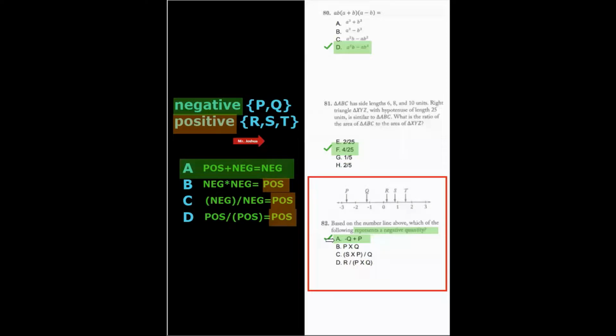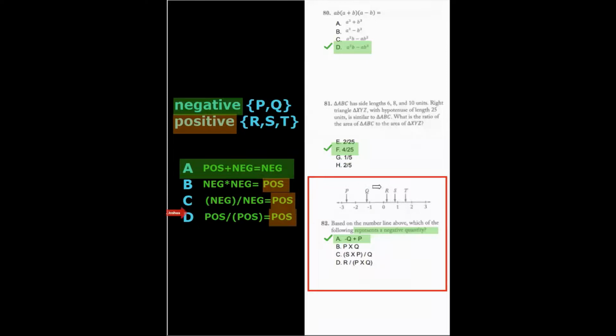Negative Q plus P would be a negative number close to 1, but then adding a negative number that's larger than 1. So since there's a larger negative number present, the sum will be negative. P is beyond negative 2. For choice B, P times Q, well, they're both negative. They're from the negative set. So when we multiply them, they'll become a positive number. So we can eliminate B.